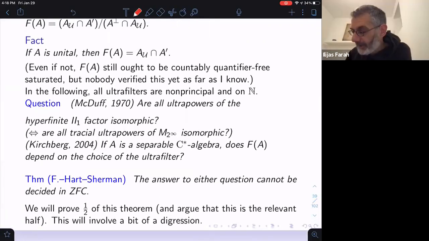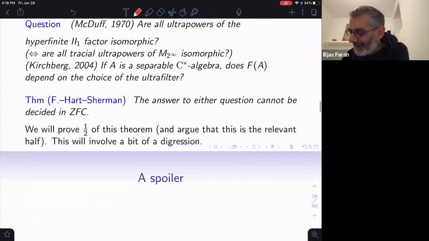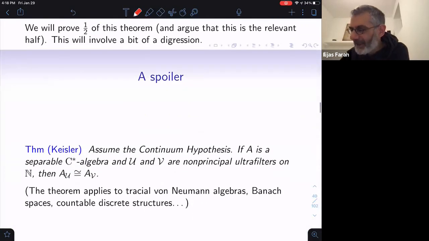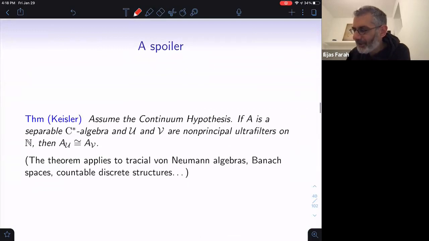So I'll have to start with a digression. It is not going to be obvious at all what I'm going to say next has to do with this theorem, but trust me, I know what I'm doing. So here it is. Actually, I'll state first a spoiler before the digression. Here is a classical theorem of Keisler from the 60s. He didn't prove this for C-star algebras, he proved it for countable structures, but it's the same theorem, same proof.